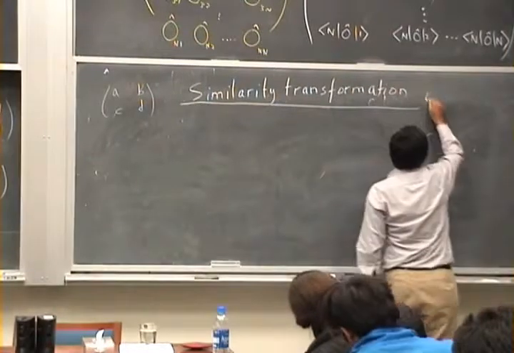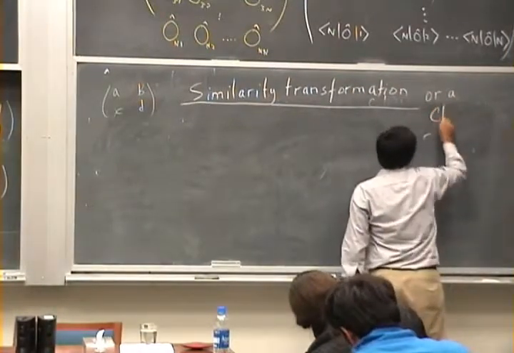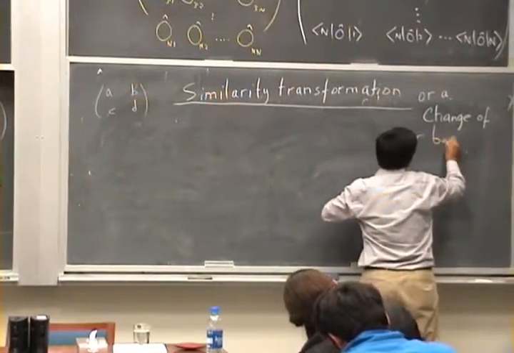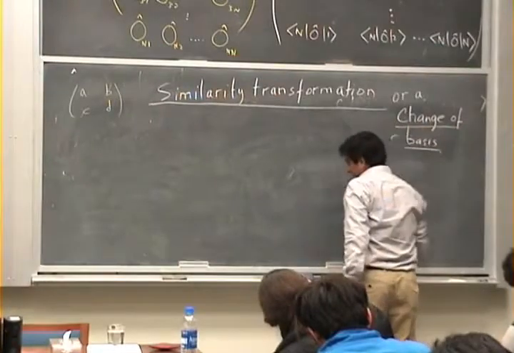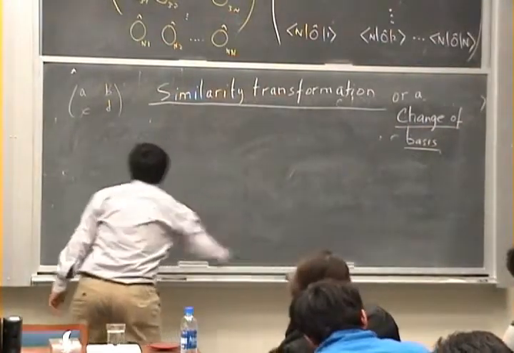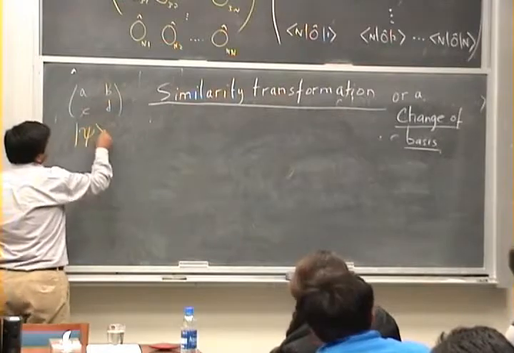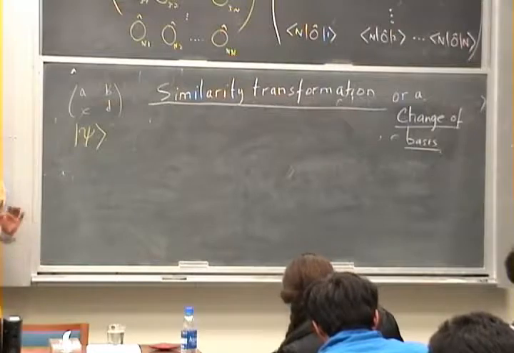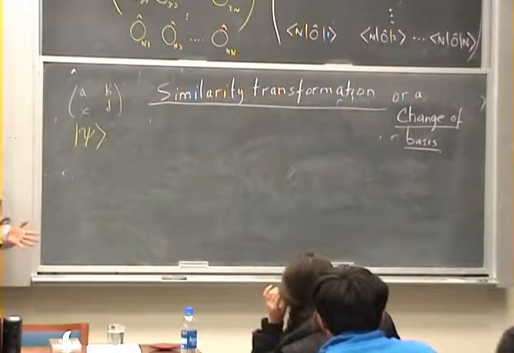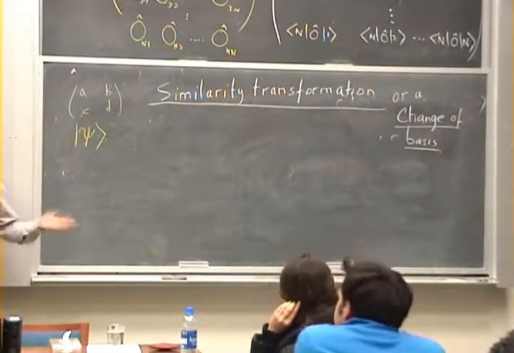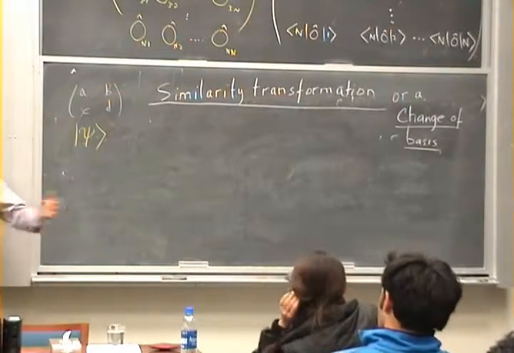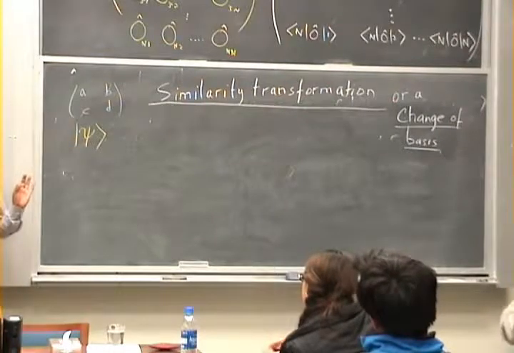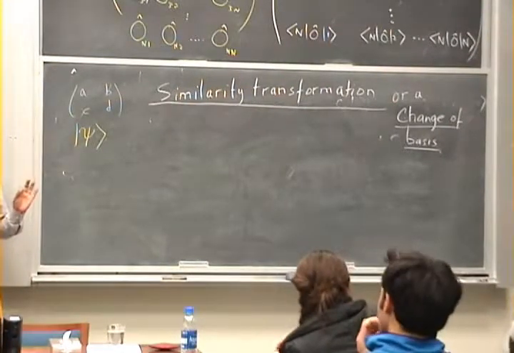Or a change of basis. Any quantum state psi. Now the quantum state is something physical. You don't need a representation to describe the state. Even if there were no basis, even if you didn't choose a basis, the state still exists. So the quantum state is something objective. Okay? The state is something objective.